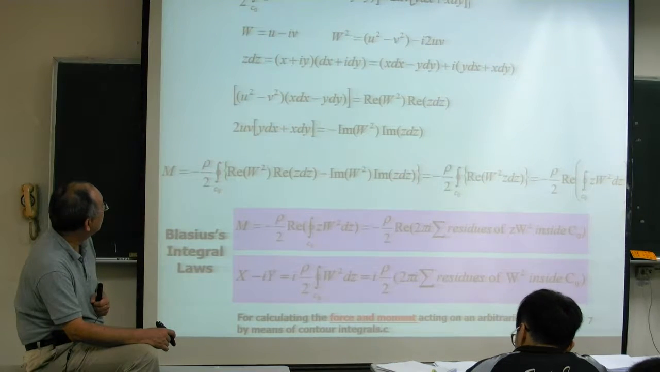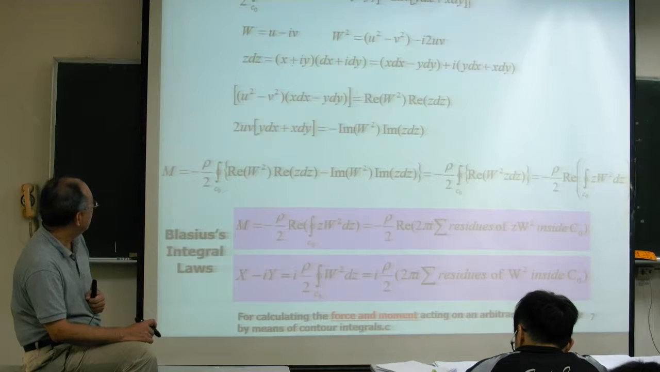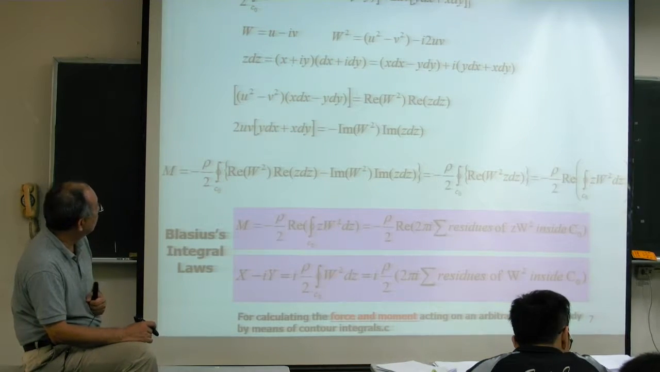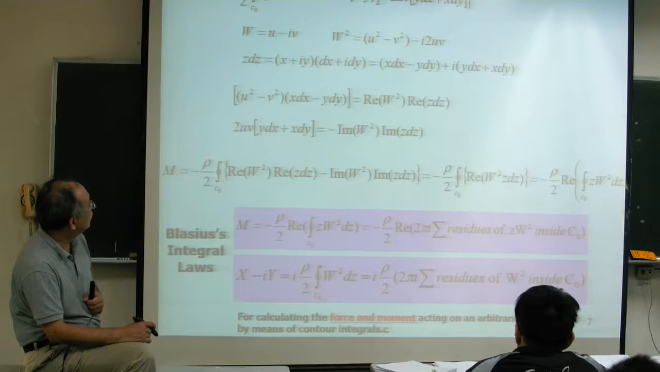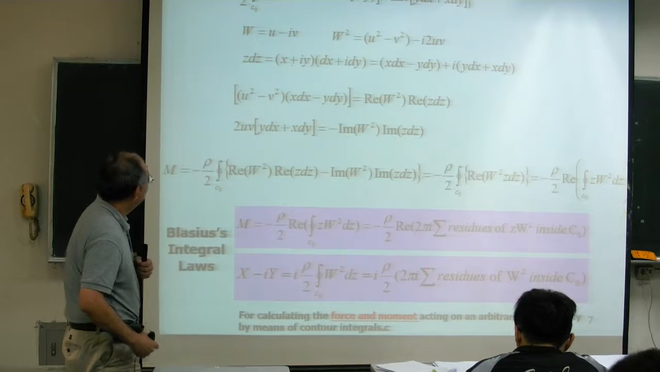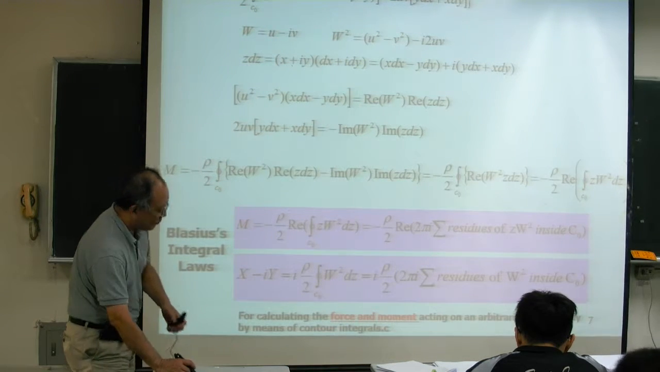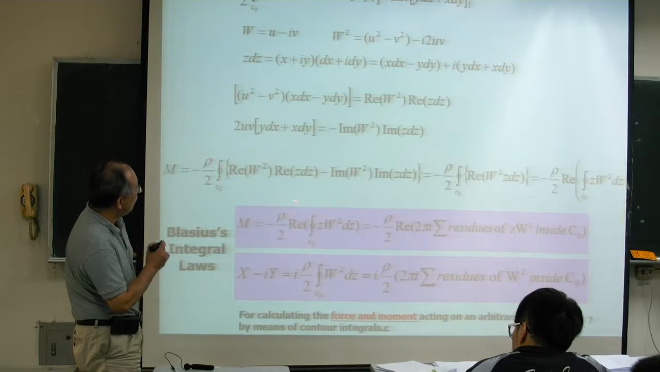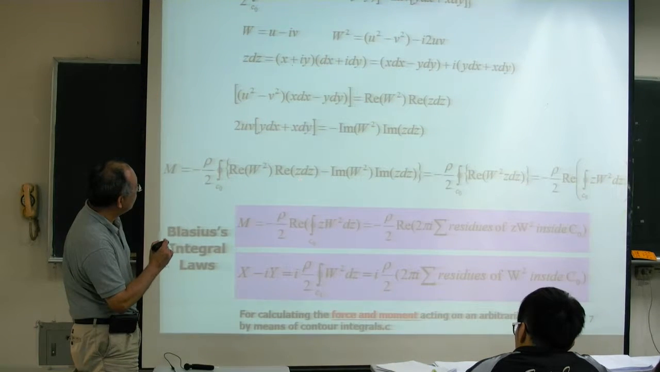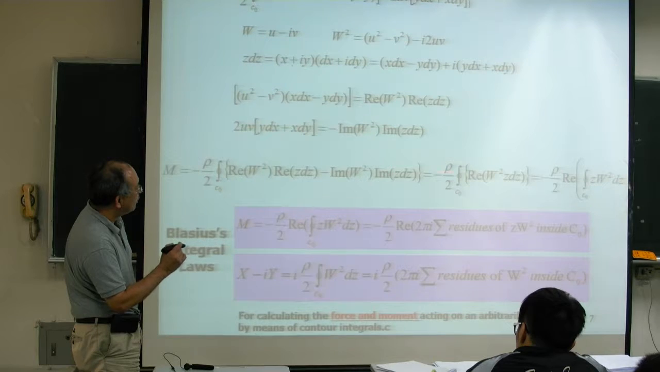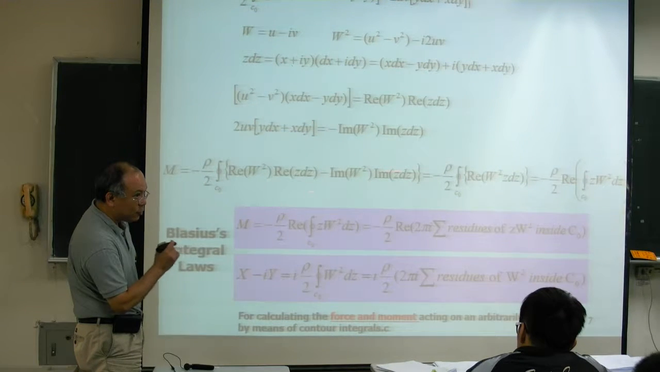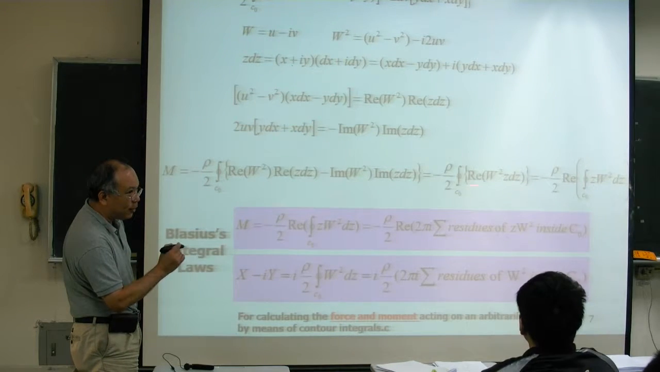Real part of W squared. I don't know, can you see this? This real part times real part minus imaginary part times imaginary part will give you this. Can you see the reason behind this?